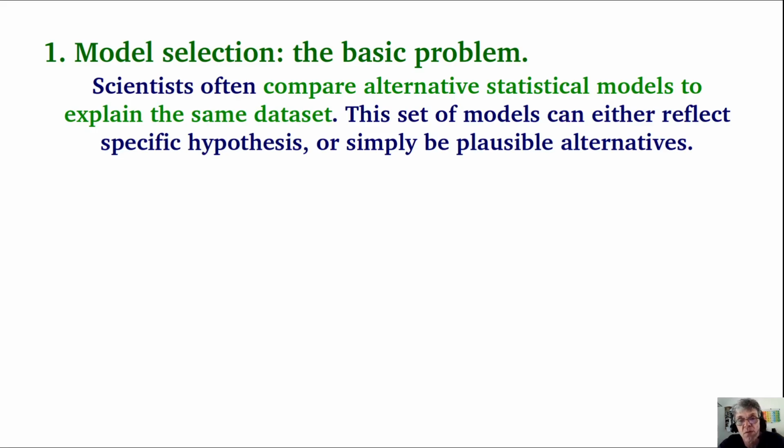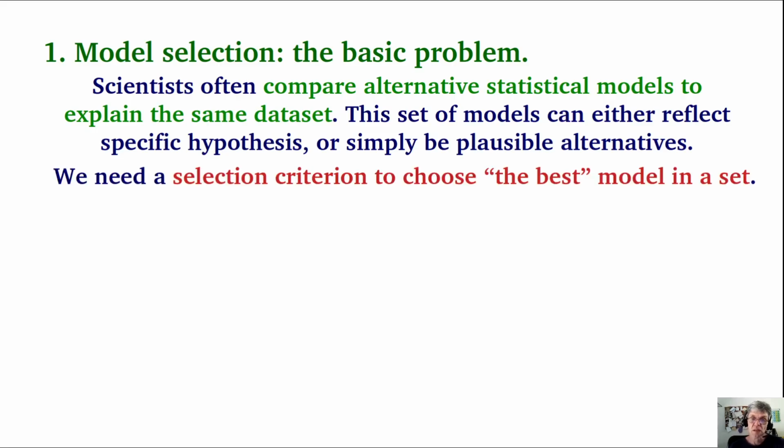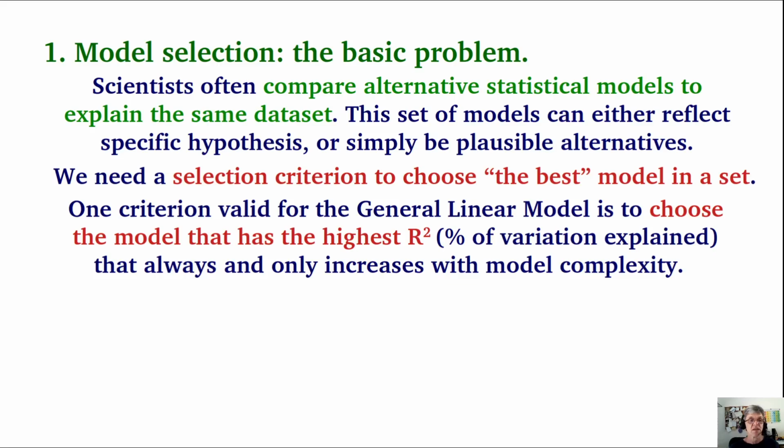Sometimes these models could also arise as plausible alternatives, in the sense of exploring which model could actually fit possible data and to generate hypotheses to be tested by specific scientific experiments later on. Whenever we are in the context of model selection, we need a criterion to choose the best model out of a set. The only one criterion valid for the general linear model is to choose the model with the highest R-square, or percentage of variation explained.